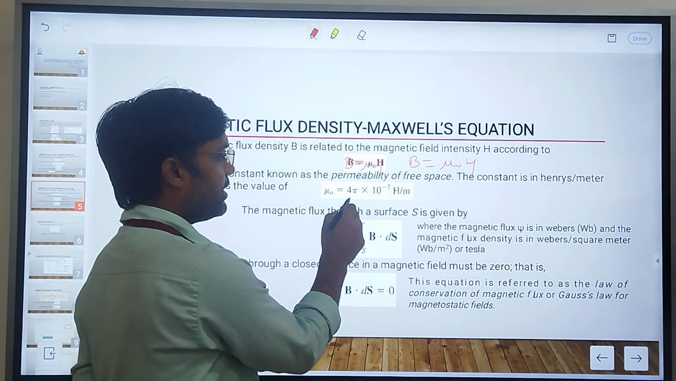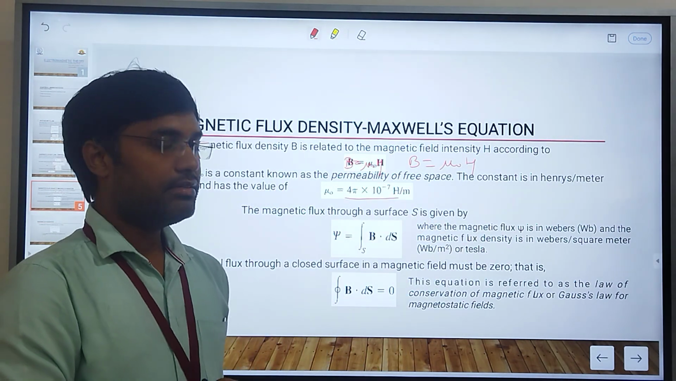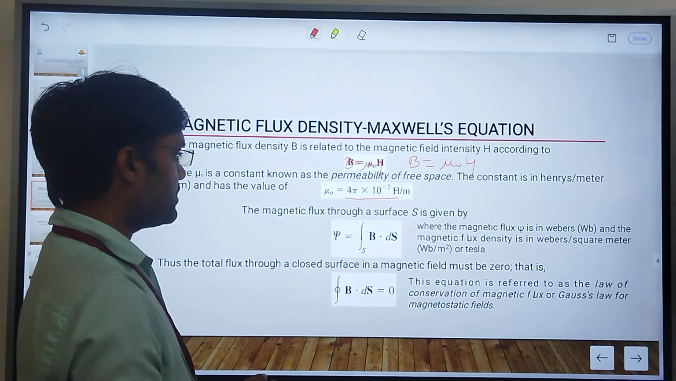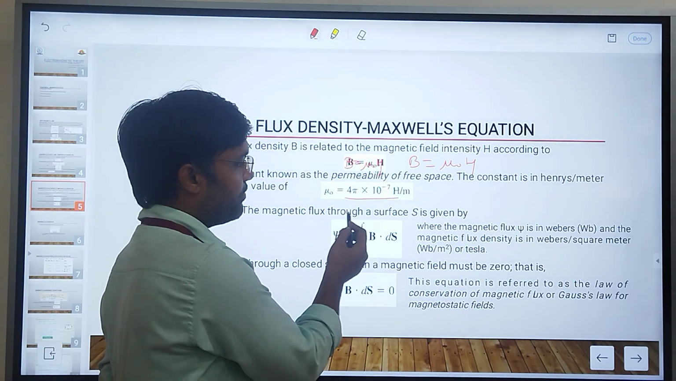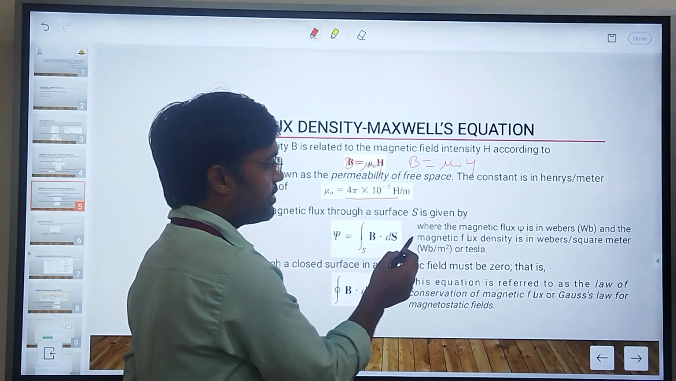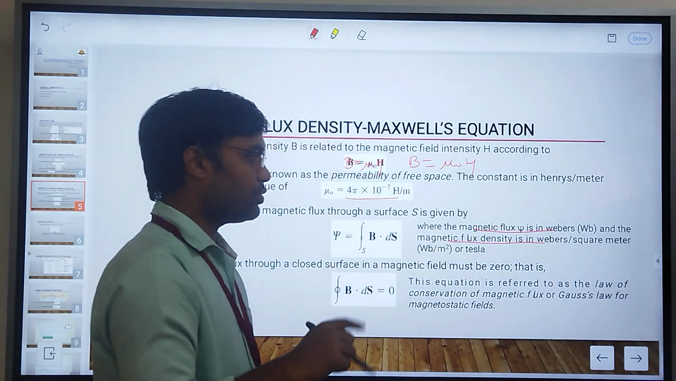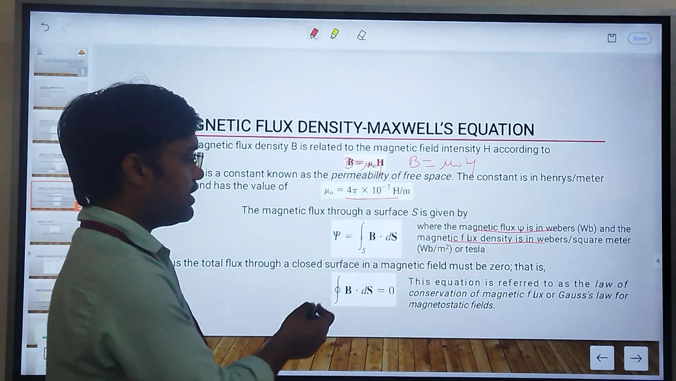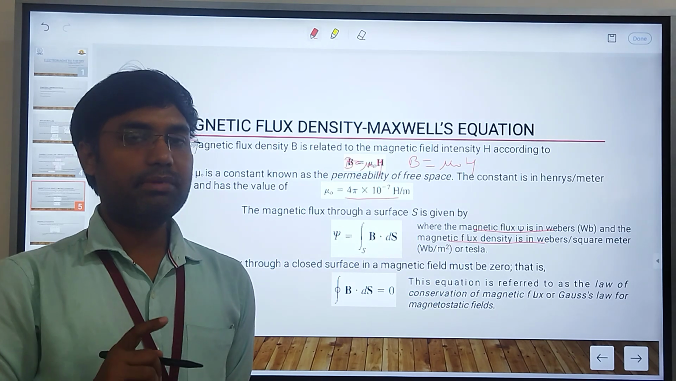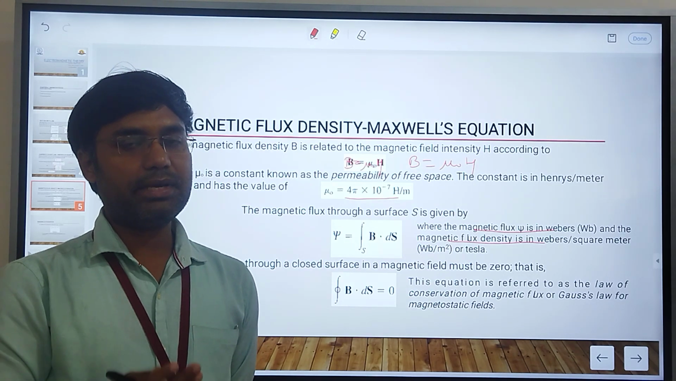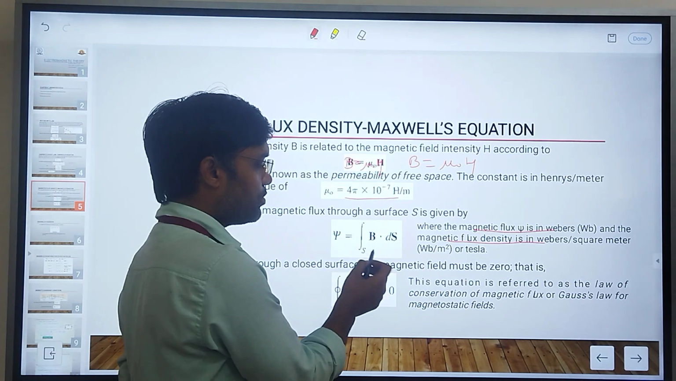Mu naught has a value of 4 pi into 10 to the power minus 7 Henry per meter. That is the magnetic permeability, or we can say the permeability of free space. The magnetic flux can be defined in Webers, and magnetic flux density is in Weber per square meter, or Tesla. So magnetic flux through a surface can be defined as the surface integral of magnetic flux density, or we can say magnetic flux density per unit area. That is the flux passing through a surface.